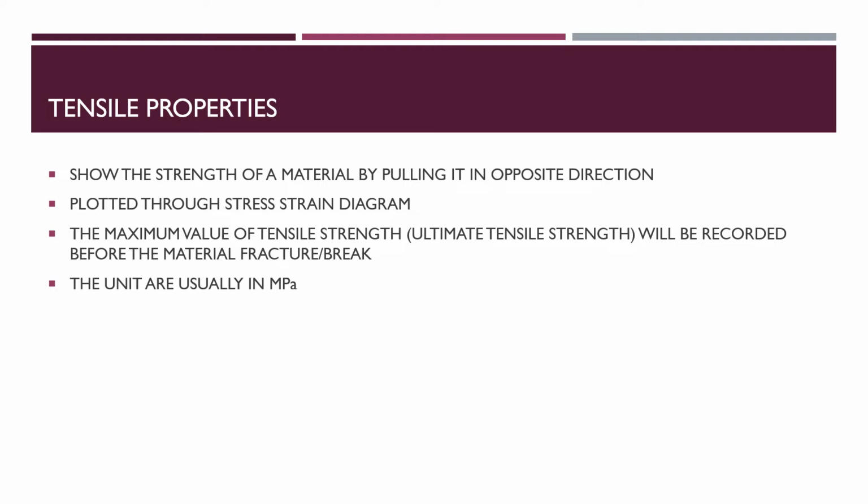First, we will learn about the tensile properties. Tensile properties represent the strength of a material. It is conducted by pulling it in opposite direction. The tensile properties will be plotted to a stress-strain diagram. And the maximum value of tensile strength, or formally known as ultimate tensile strength, will be recorded right before the material breaks or fractures. The unit that we usually use is megapascal.